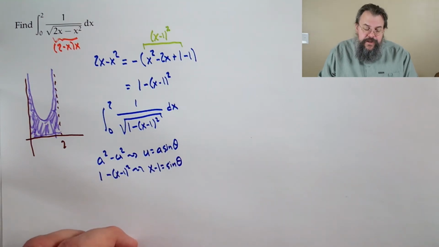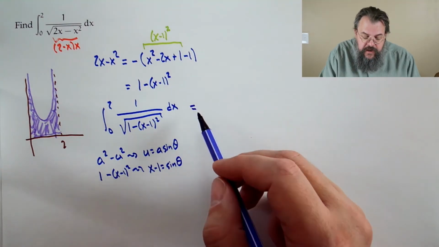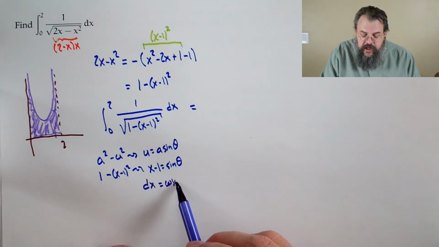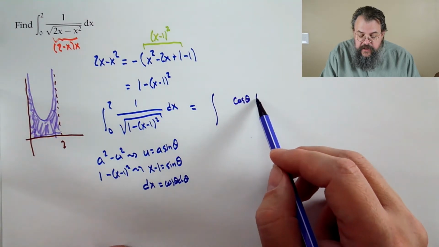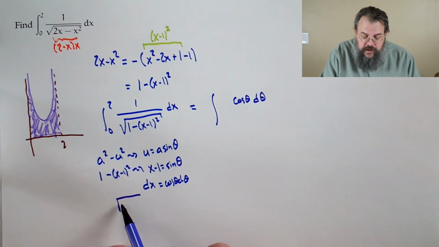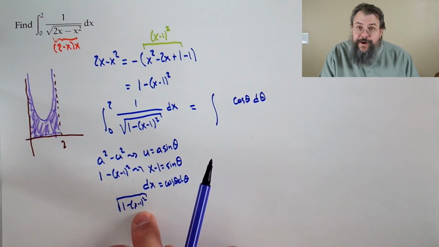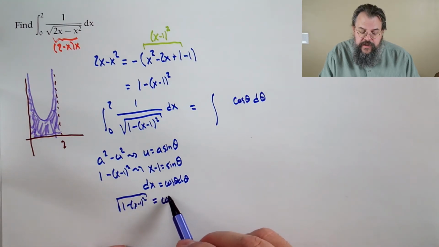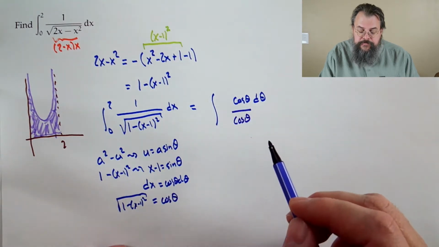All right, that's looking pretty good. Let's see what happens. Our dx is cosine theta d theta, so that becomes the top: cosine theta d theta. The square root of 1 minus x minus 1 squared is the square root of 1 minus sine squared, which is cosine squared, and the square root of cosine squared is cosine. So cosine theta over cosine theta.